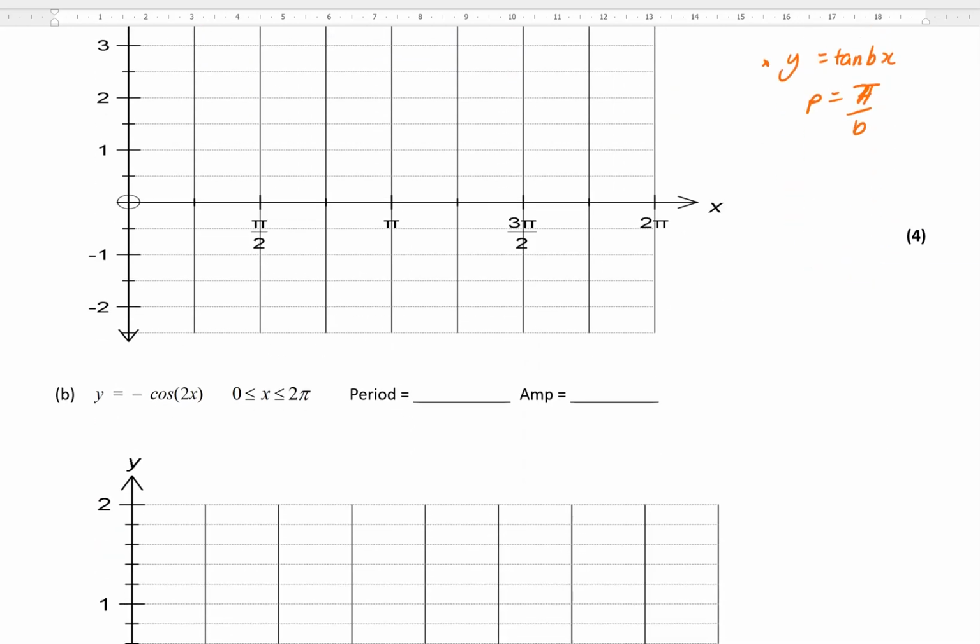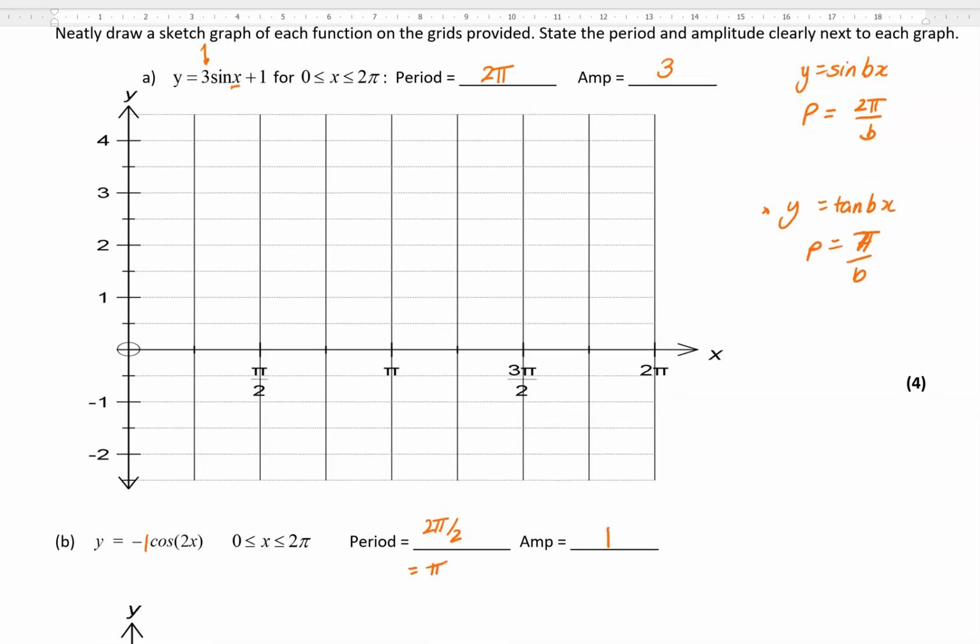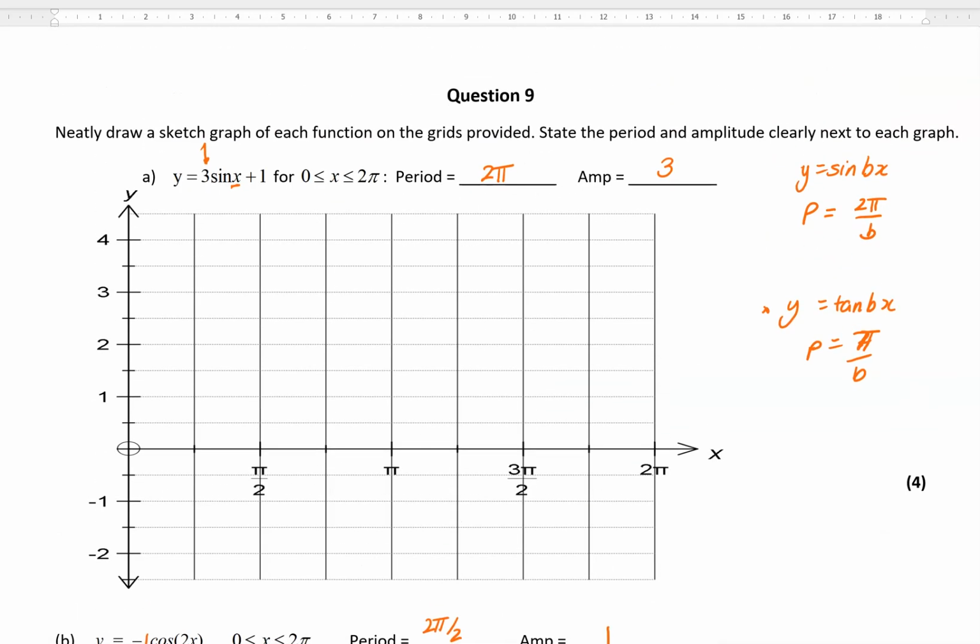We'll do the same thing down here. What is your period? So this time it's going to be 2 pi over 2, so it's just pi. And your amplitude, there's a big old 1 there. We don't put -1, we just put 1. Okay. Please, again, feel free, use your calculator to help you with this. But we know that this stretches it out by 3, and then this lifts it up by 1.